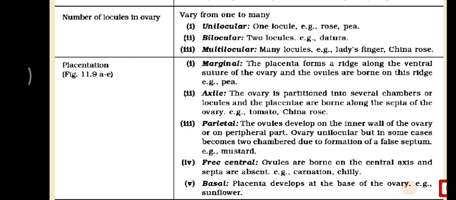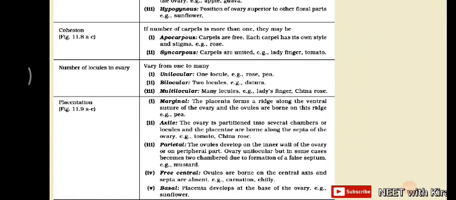If it is at the center, where they are going to separate, in a multicarpellary, multilocular ovary, that's called axile. If it is on the wall, that is called parietal. If it is at the center without any septa, that is called free central. If it is at the base, where there is only one ovule per ovary, that is called basal placentation.